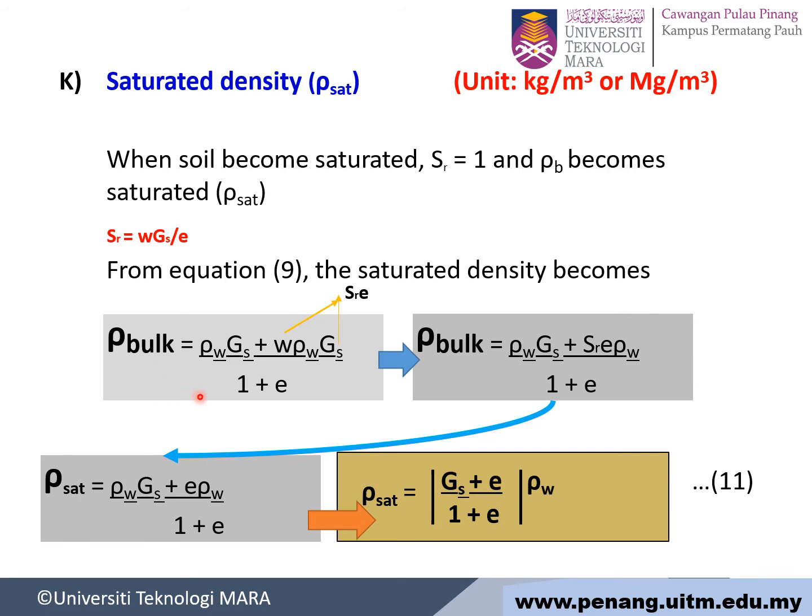The equation for rho bulk is rho water Gs plus moisture content times rho water Gs, over 1 plus e. Because wGs is Sr e, this one is Sr e times rho water, you see here. And then we want to change to rho saturated, where Sr is equal to 1. So Sr here is 1. So rho water Gs plus e rho water, over 1 plus e. So this is the new equation, where you put the rho water outside. So you have (Gs plus e) over (1 plus e).